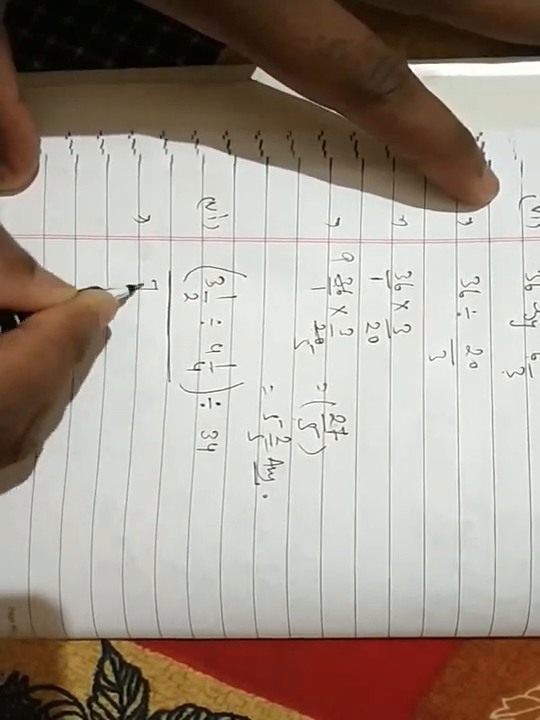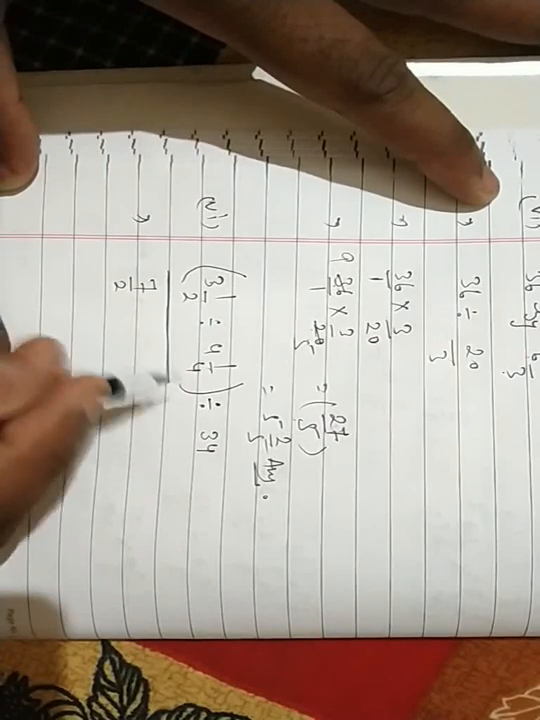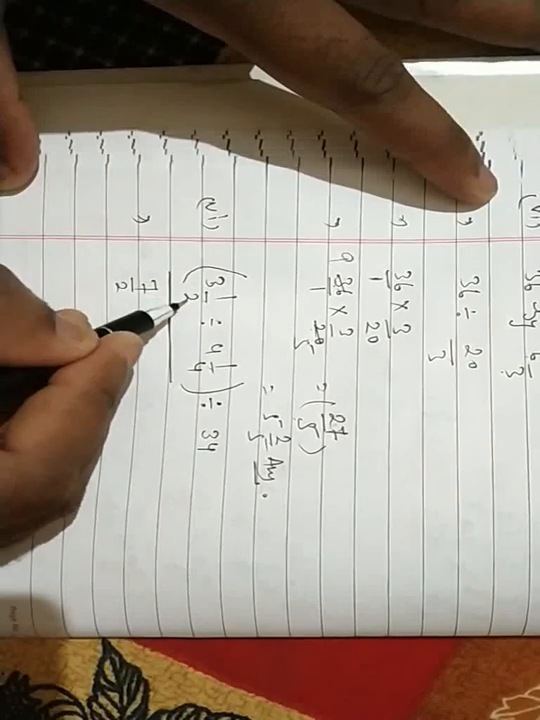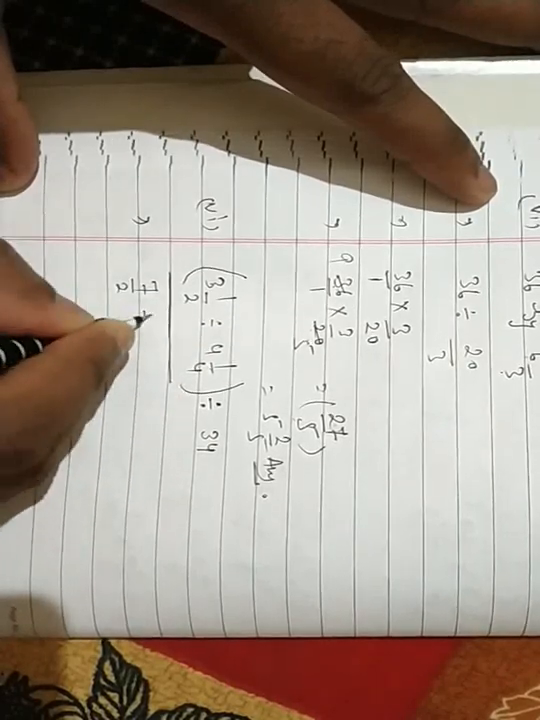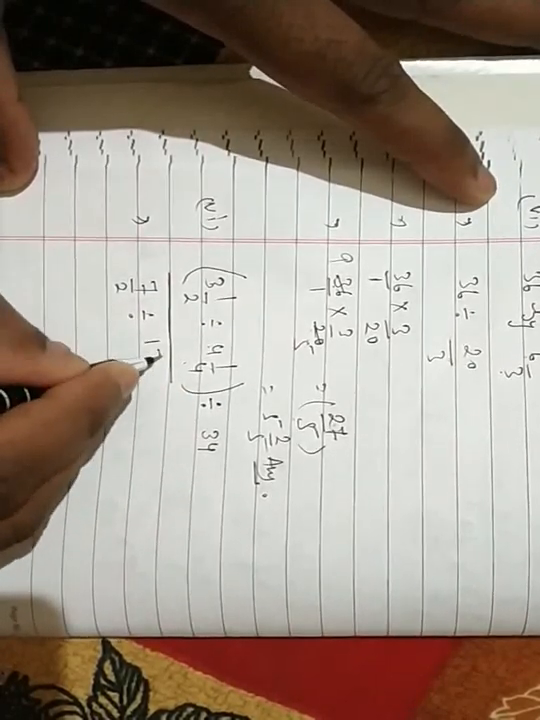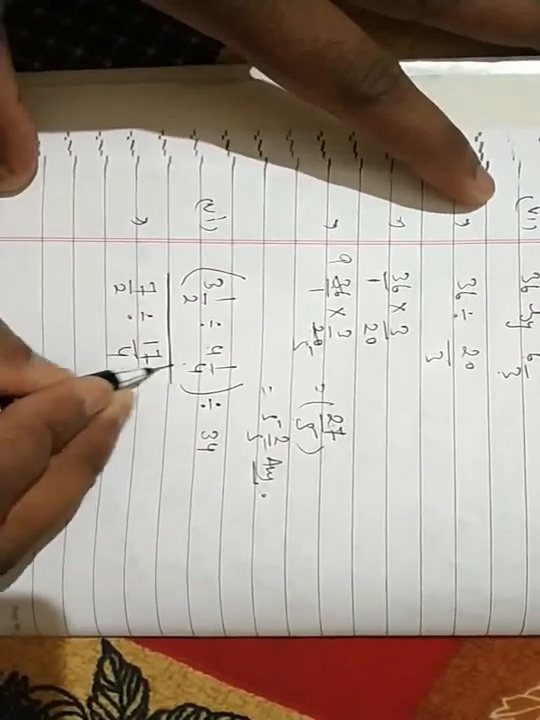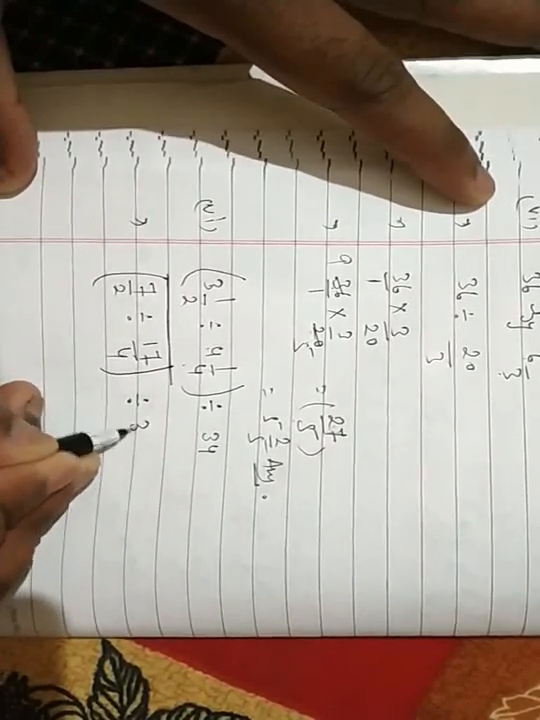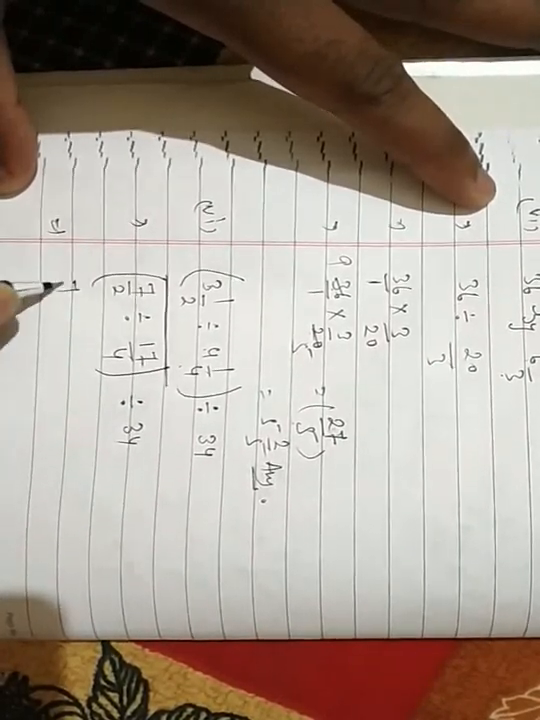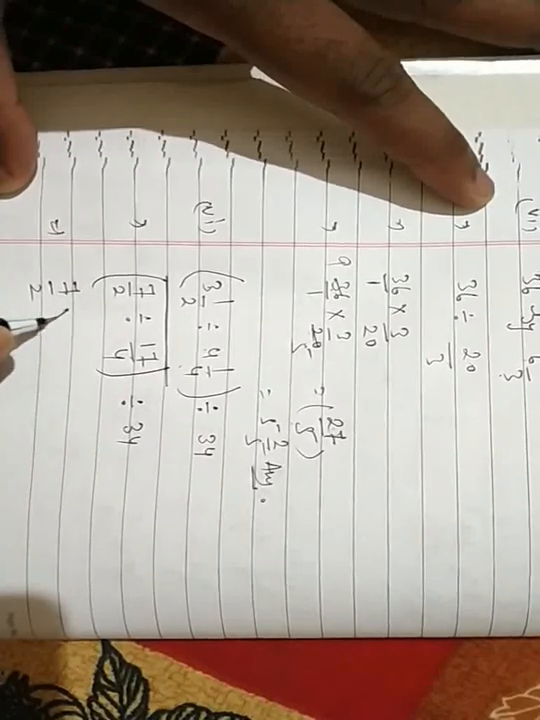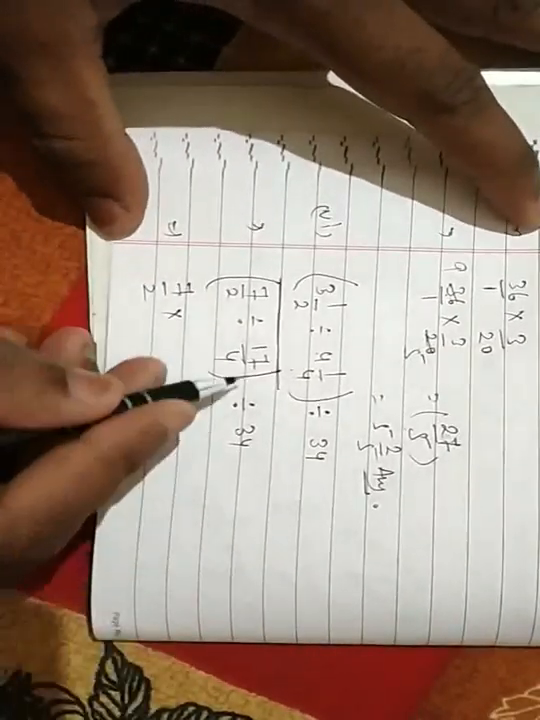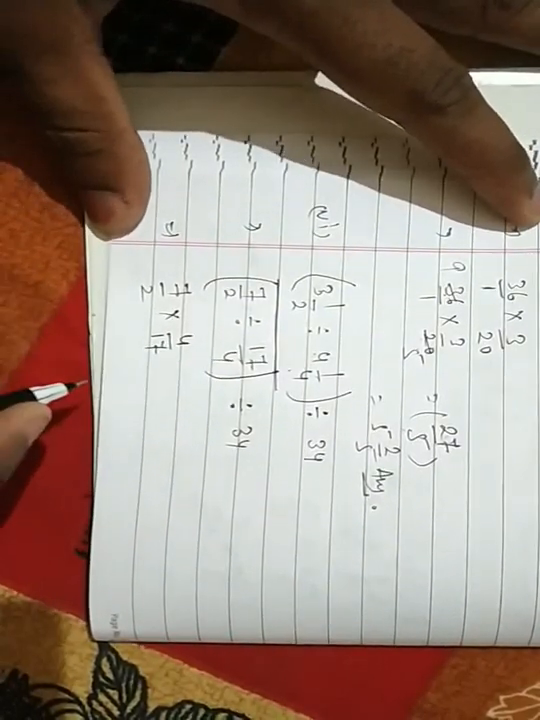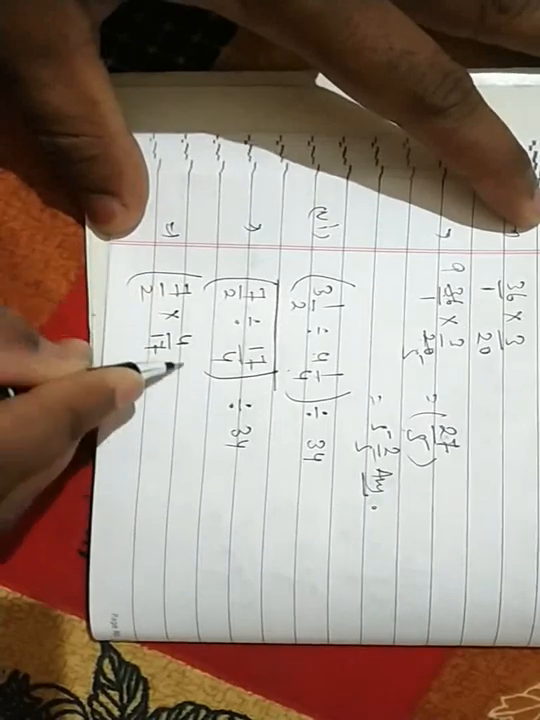3 2s are 6, plus 1, 7 by 2. What did we do? We converted this mixed fraction into an improper fraction. 7 by 2 divided by 4 4s are 16 plus 1, 17 by 4. We will put a bracket over here, divided by 34. We can write 7 by 2. This divide will change into multiply, and the reciprocal of 17 by 4 will be 4 by 17. We can close the bracket.